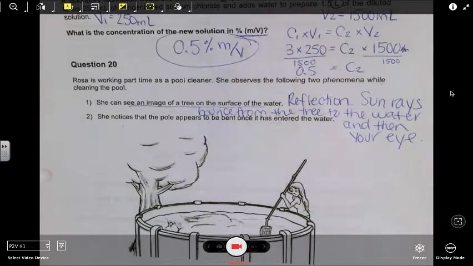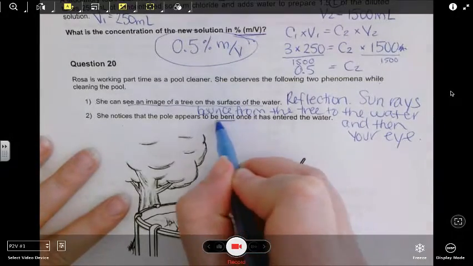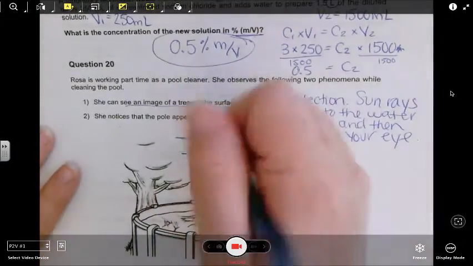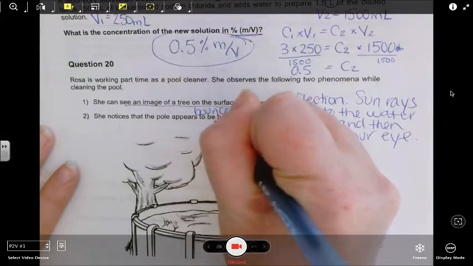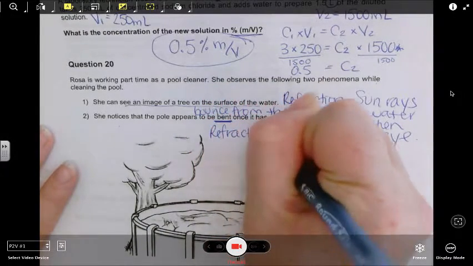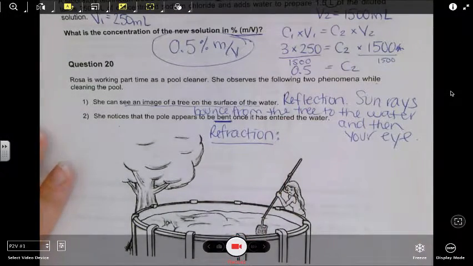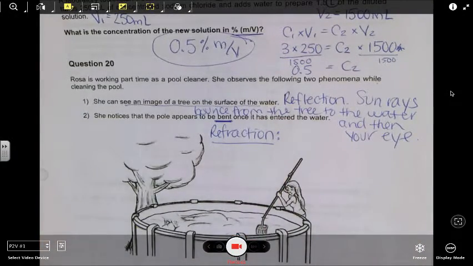All right, so number 2 here says, she notices that the pole appears to be bent once it has entered the water. So as soon as it's talking about light rays being bent, this one we should know is refraction. Okay, and the explanation for refraction, I'll just write it underneath. Obviously, you guys would have an answer booklet to write this in, and it wouldn't be as sloppy as the way I'm writing it onto here.